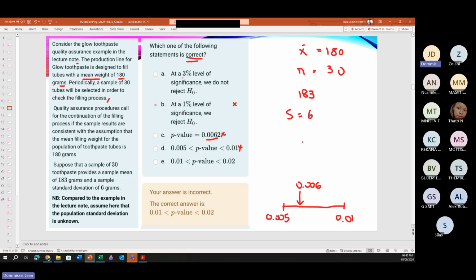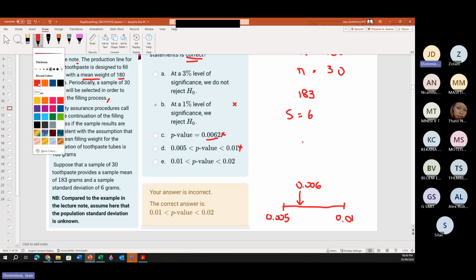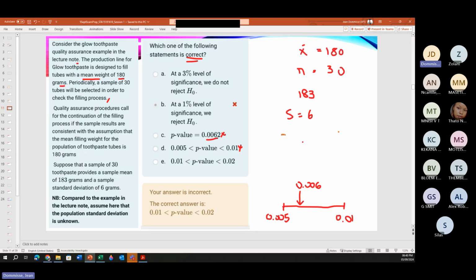So let's look at the others. At the 3% level of significance, we do not reject. At the 1% level of significance, we reject. Okay, so that feels very similar to that nearly. Okay, so let's work out what your Z value is, and then we can work out the p-value from there. Okay, so let's quickly look at the Z.